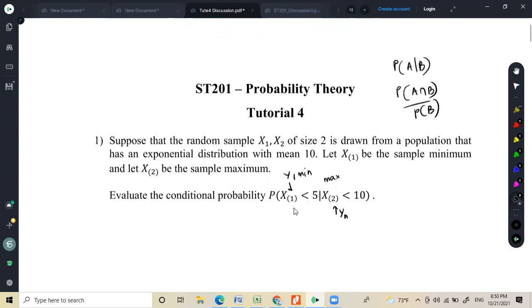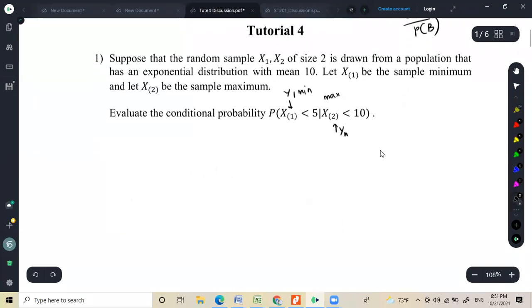If you take the intersection, what will happen? We'll see how to figure this out. In addition, you have the minimum and the maximum, not just x. These are the order statistics, which means first you have to find the density of the minimum and the density of the maximum, and then we'll see how to find the conditioning.